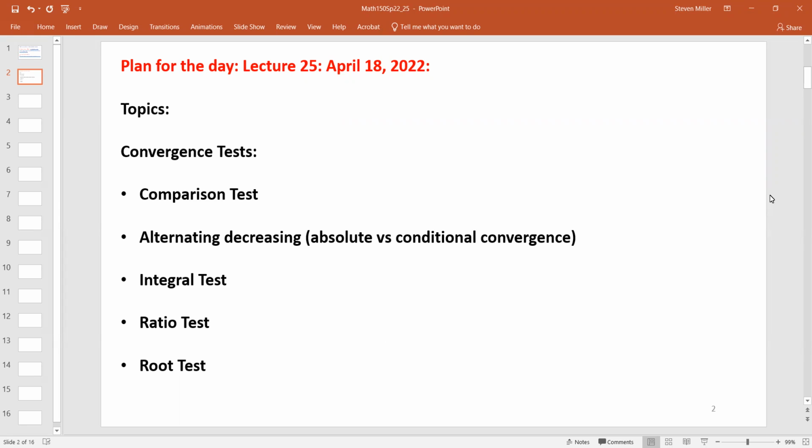All right, so now, have we talked about the alternating decreasing test? We have a series of terms that alternate in sign. Okay, so we'll do the alternating decreasing test, then we'll do the integral test. And if time permits, we'll state the ratio and the root test.